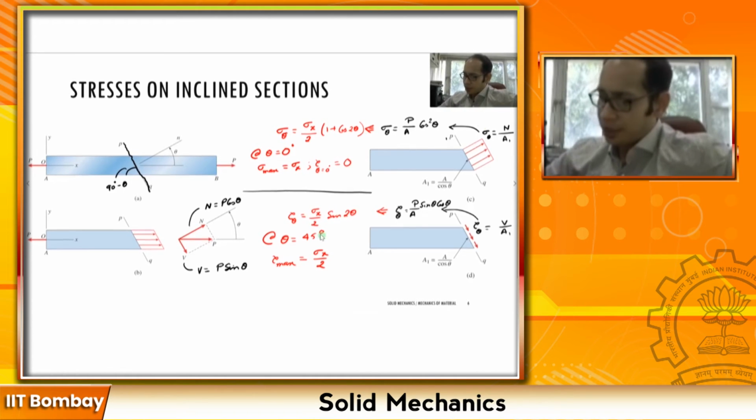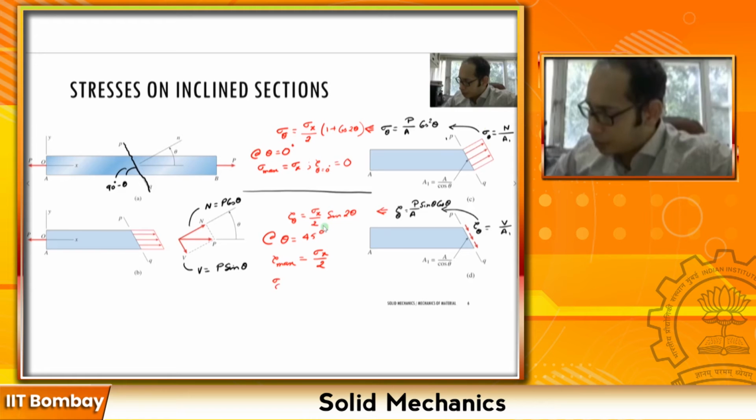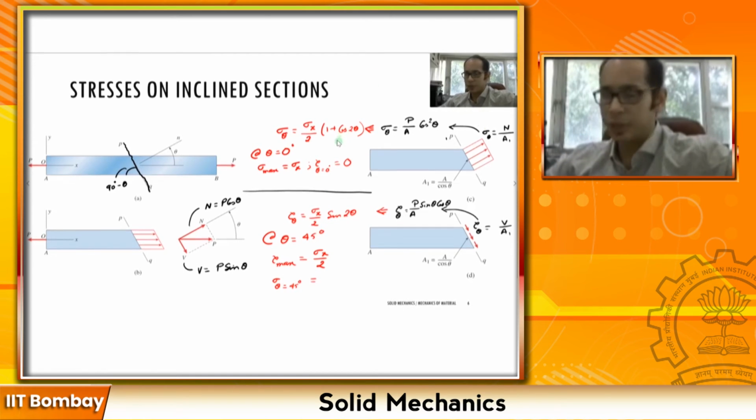Similarly, if I take a look at the bottom one, at 45 degrees, tau theta becomes tau max equals sigma x over 2, but does the normal stress vanish? Let's see. We have this generic formula for sigma theta. So what happens to sigma theta at theta equals 45 degrees? If I put 45 degrees here, it becomes cosine of 90, which is 0. So sigma theta at 45 degrees becomes sigma x over 2.